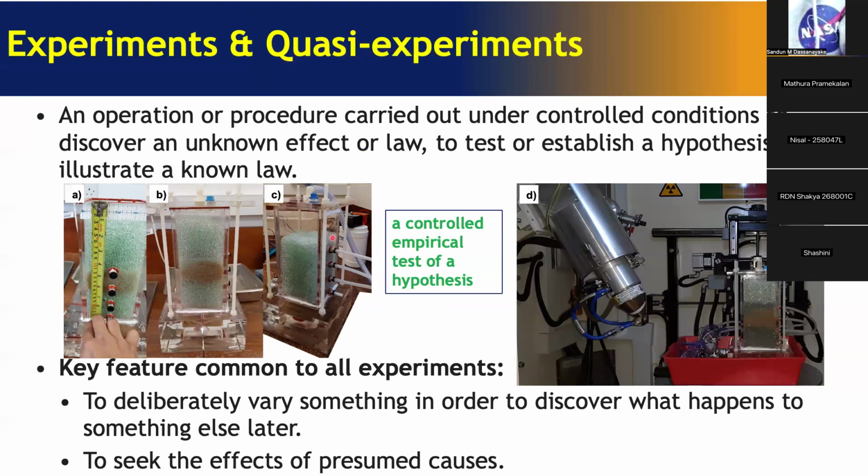So what do we do in an experiment? An operation or procedure carried out under controlled conditions to discover an unknown effect or law, to test or establish a hypothesis, or to illustrate a known law. If you take a look at these figures, I will explain them so you understand it better.